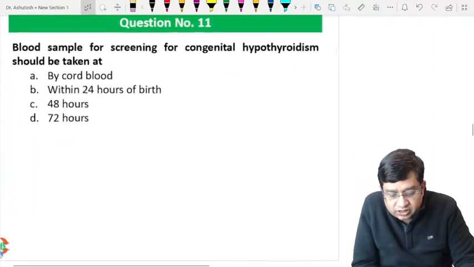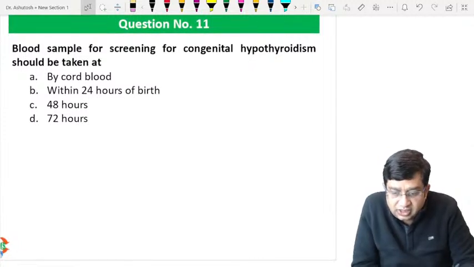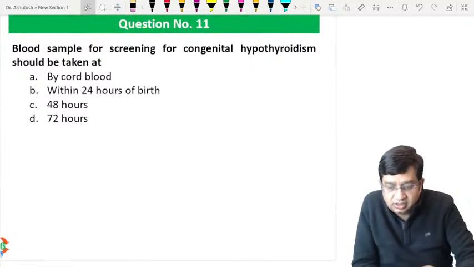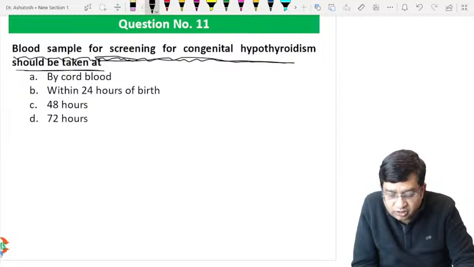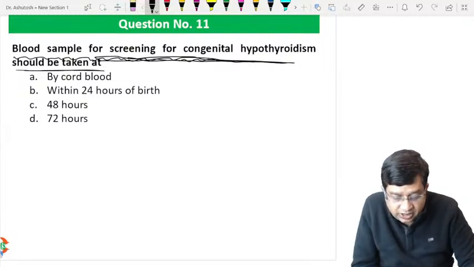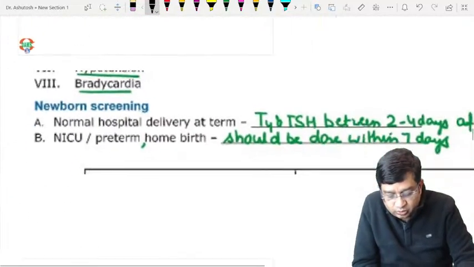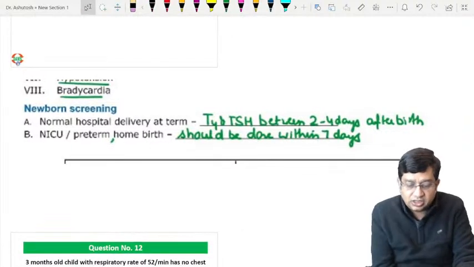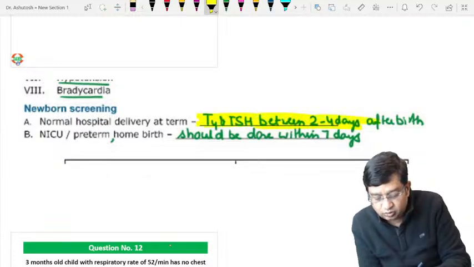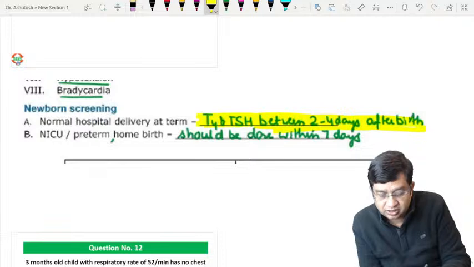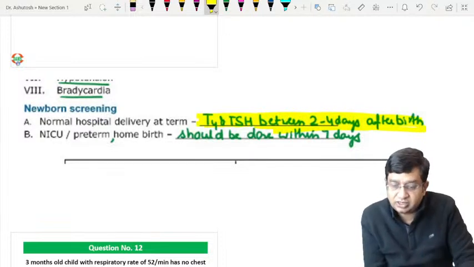Blood sample for screening of congenital hypothyroidism should be taken at. Blood sample for screening for congenital hypothyroidism should be taken at. This is what I teach you in my regular batch. Normal hospital delivery at term, you measure T4 and TSH between 2 to 4 days after birth. 2 to 4 days after birth.